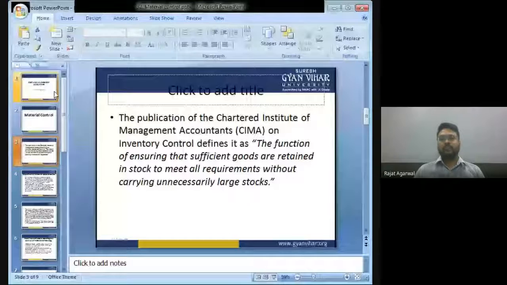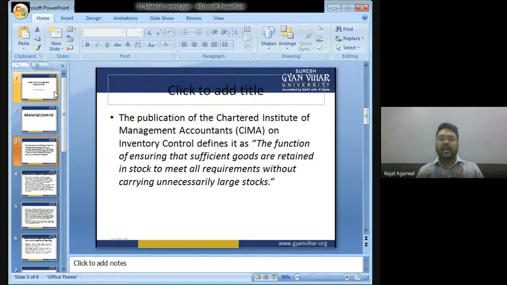In material control, I told you, material control means the function of ensuring that sufficient quantities are there in stock so that you can meet all the requirements without carrying unnecessary large stock. Sufficient quantity of raw material should be there in the godown, so that our production work does not get interrupted, and we do not need to carry unnecessarily large stock, so that our investment does not get blocked.